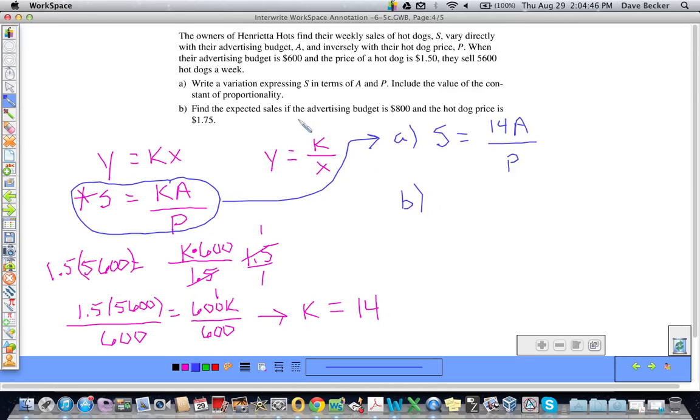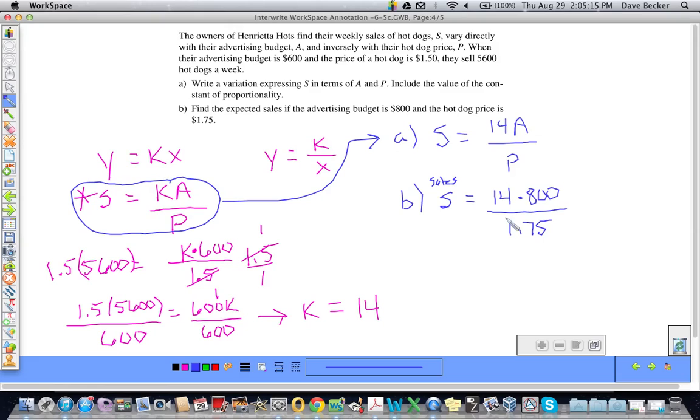Find the expected sales, that's going to be S, if the advertising budget is $800 and the hot dog price is $1.75. So S is going to equal 14, the constant of proportionality, and remember this is the sales, the number of hot dogs sold. Advertising budget is 800, 14 times 800, over the price of the hot dog, $1.75.